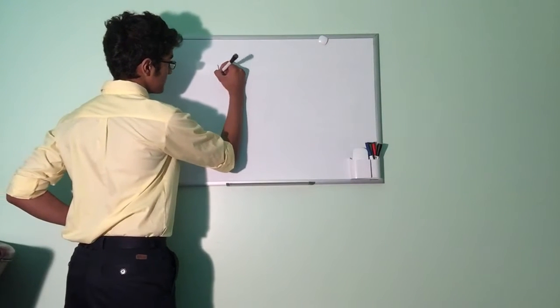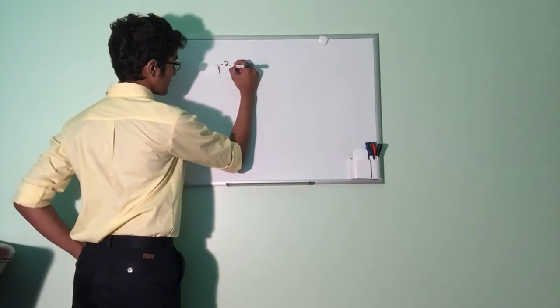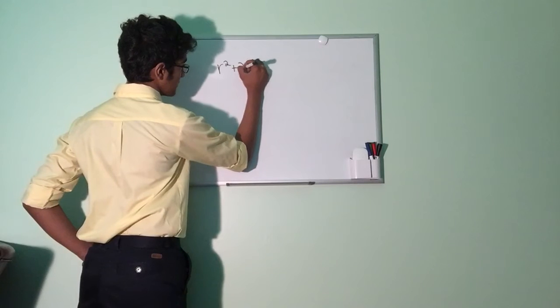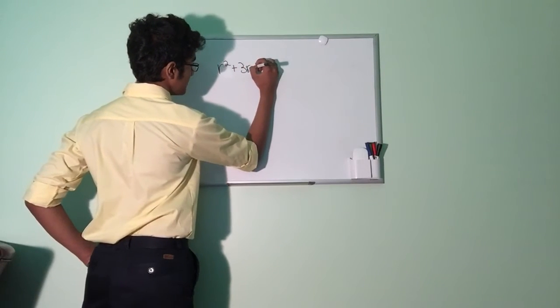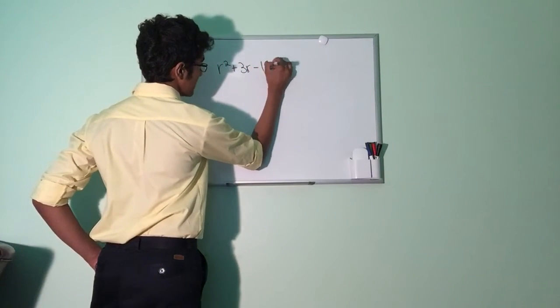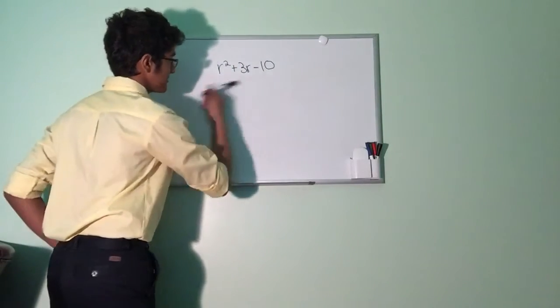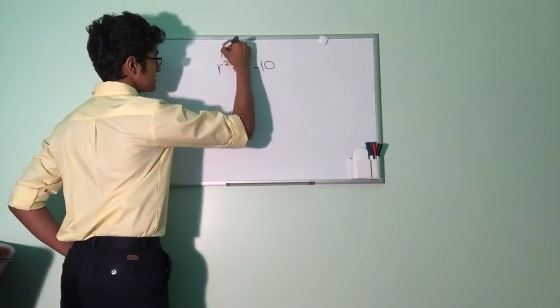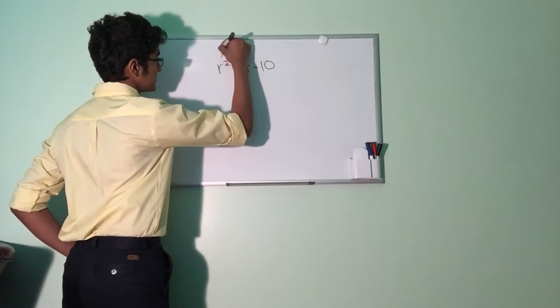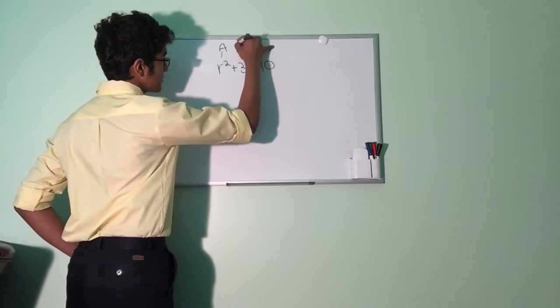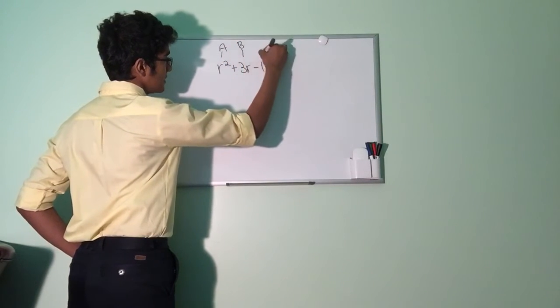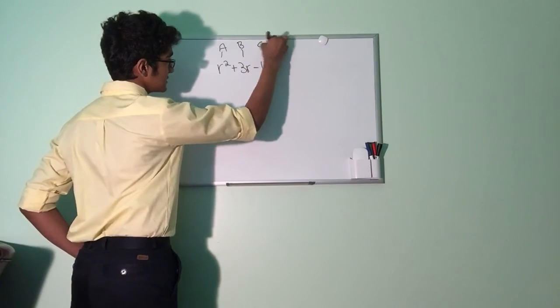Let's take r squared plus 3r minus 10. And let's also label every single term to make the explanation a bit easier. Let's label r squared a, 3r b, negative 10 c.